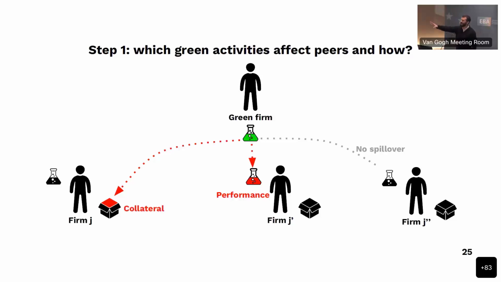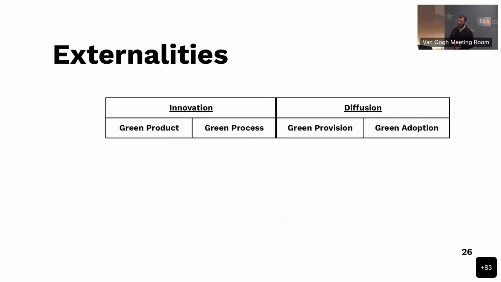First we need to identify green firms in our economy, and then identify the firms which will be affected via this collateral channel, the firms that will be affected via the probability of default or performance channel, and the other firms. To do that, we first identify green firms in our economy, either because they innovate, with green products or green processes, or because they diffuse, that is, they buy or sell green services and products. That would be our green identification strategy.